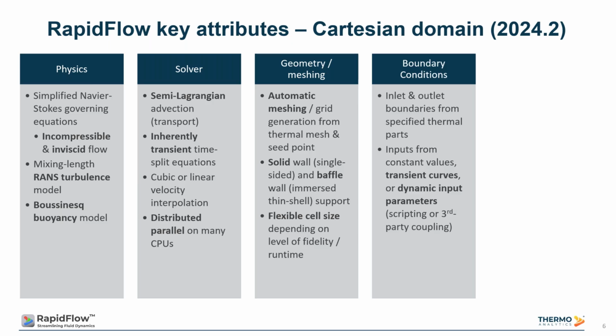For the boundary conditions that you specify, you can set up any number of inlet and outlet flow boundaries on the RapidFlow side based on thermal parts, again, on the TAITherm thermal mesh. The inputs for those boundary conditions can be specified as constant values, transient curves that are set up in the thermal model, or dynamic input parameters, allowing those to be scripted or coupled to third-party tools. We'll talk a little bit more about how that works.